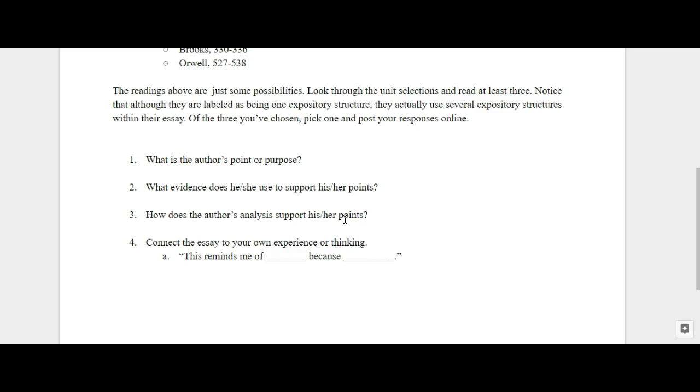The reason that we do this is because eventually we are going to be getting into the research process, and when we do research, then it's necessary for us to start connecting with that research. So this is just a way of helping you get into that thought of, okay, so how does this connect with my own thinking? So therefore, how can I integrate this evidence into my essay?